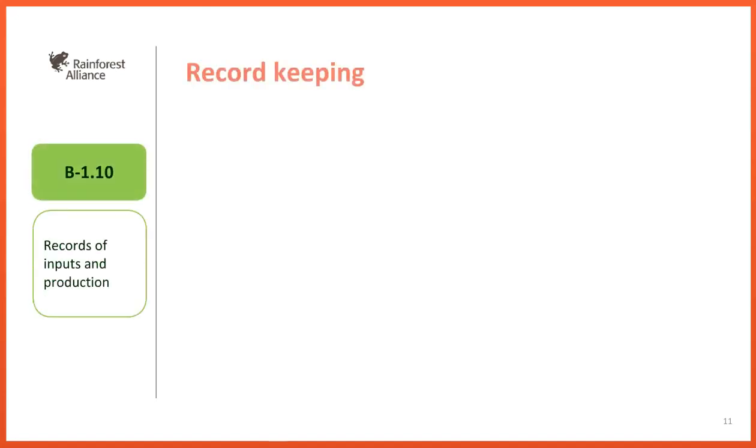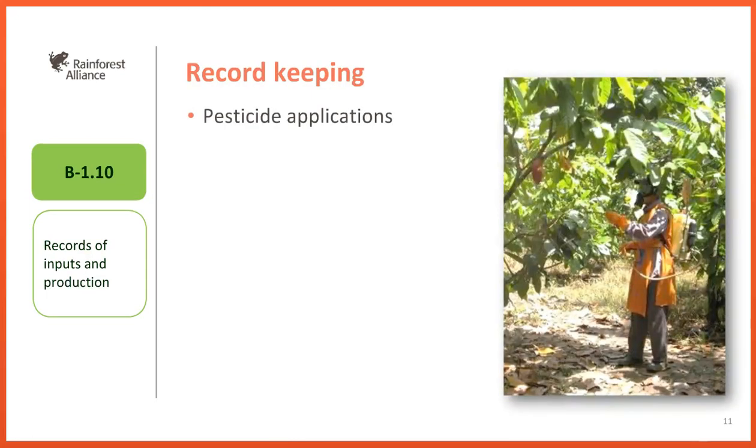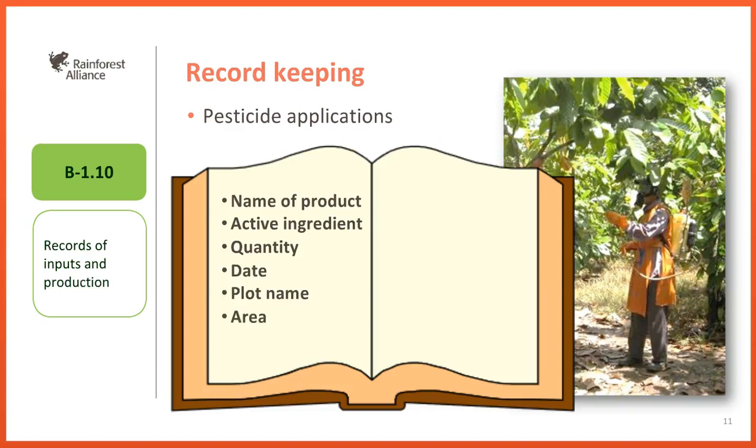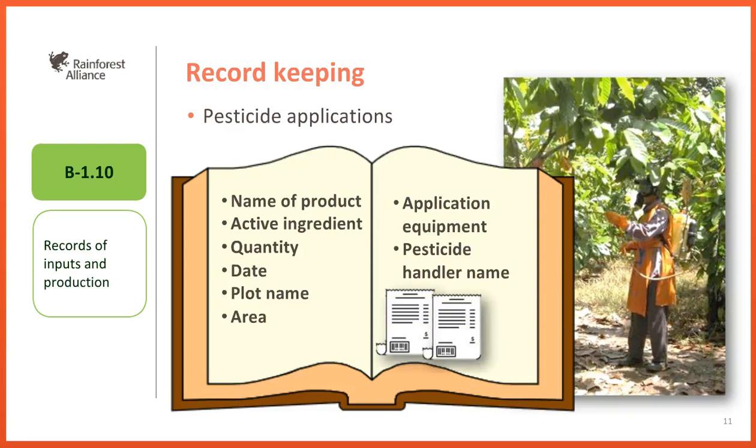After you have the plans, how can you tell whether the activities on the plans are implemented on the farm? By keeping records. Criterion B1.10 asks for up-to-date records of inputs and production data. When you apply pesticides, you need to record the following items: name of product, active ingredient, quantity, date, plot name, area, application equipment, and pesticide handler name.